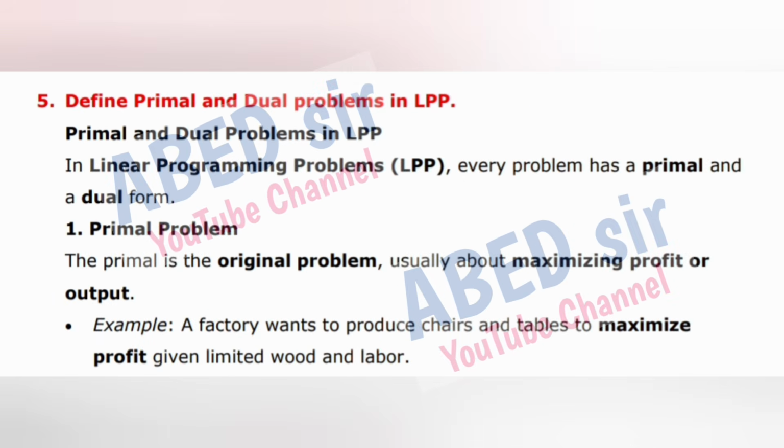Next important short question is 5. Define primal and dual problems in LPP. Primal and dual problems in LPP. In linear programming problems, LPP, every problem has a primal and a dual form. 1. Primal problem. The primal is the original problem, usually about maximizing profit or output. Example, a factory wants to produce chairs and tables to maximize profit given limited wood and labor.